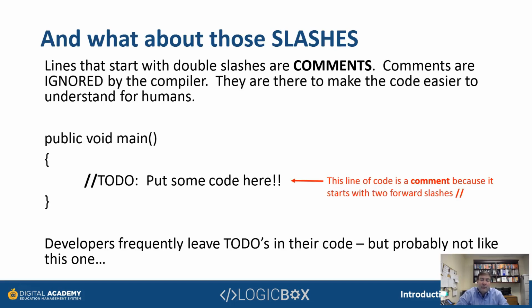And you may have noticed that we had 2 slashes and then some random text. Those are called comments. Comments are lines of text that are ignored by the compiler. They're there only to make the code easier to understand by people or by the developers. It's a good practice to put comments in your code to explain what you're trying to do.